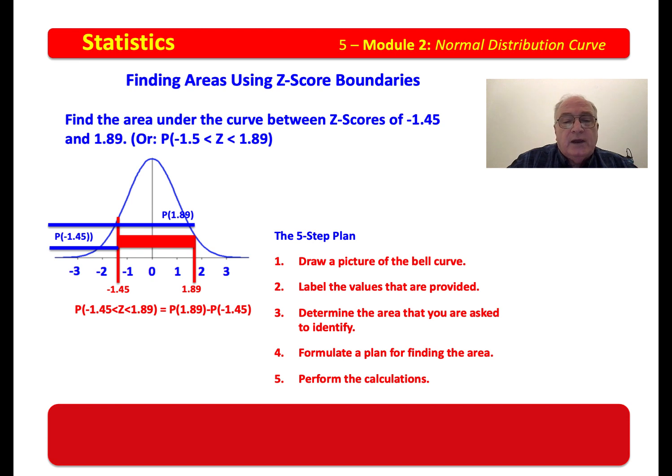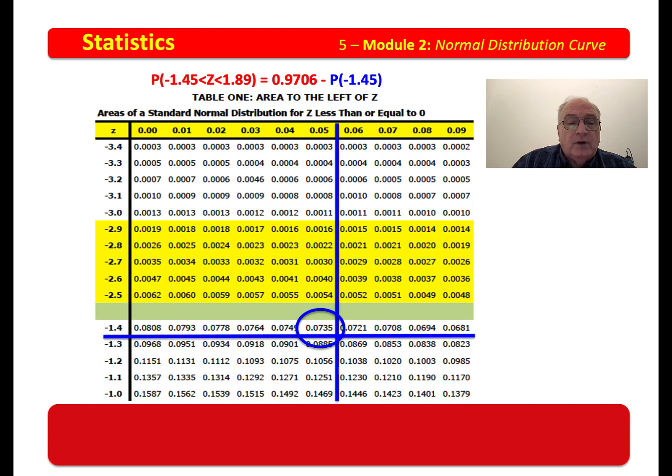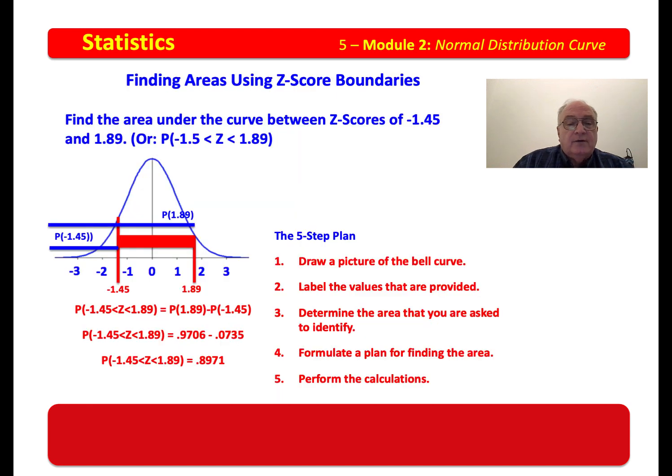So, in order to do that, what does the table give us? That's what we're going to find. The table gives us this area, and the table gives us this area. So, obviously, our plan is going to be this area minus this area. That should give us what is left, and we can perform the calculations. The first thing we look for is 1.89, and we find that that's 0.9706. The next thing we look for is negative 1.45, which is 0.0735.